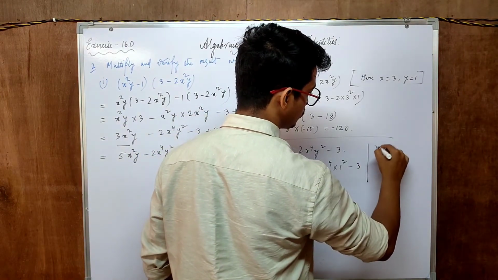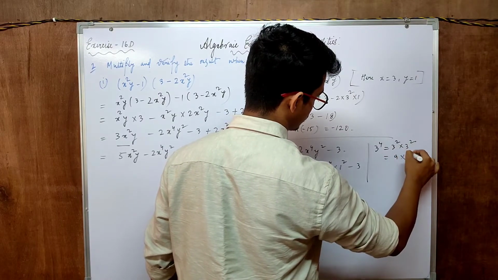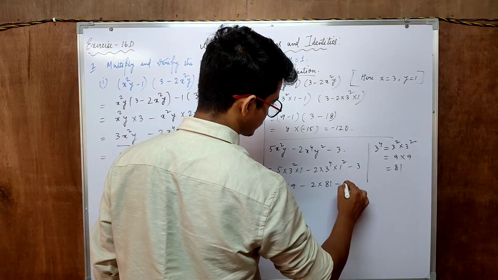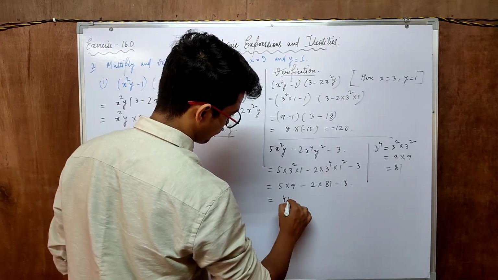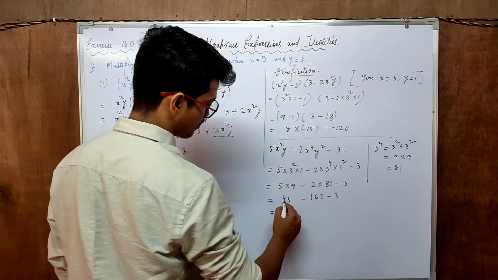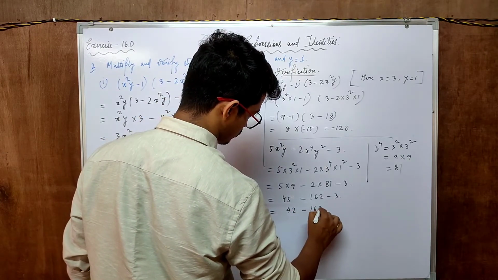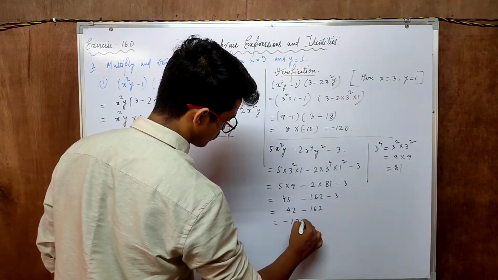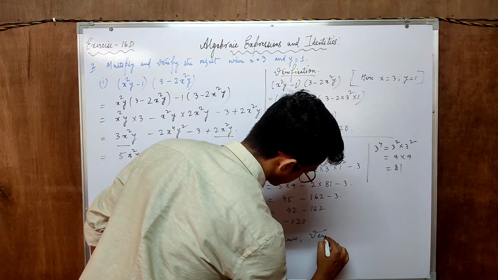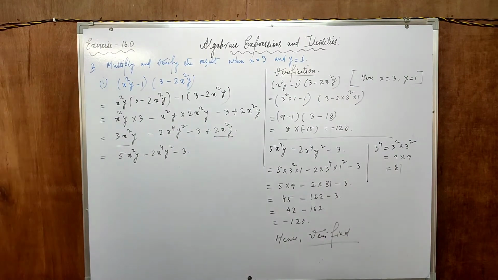So that means 9 into 9. How do I do that? 3 to the power 4 is nothing but 3 square into 3 square, right? 3 square is 9 and 3 square is 9, which is 81. That way you can solve. So 81 minus 3. So it will be 45 minus 162 minus 3. So it will be nothing but 45 minus 3 is 42 minus 162. So if you do the minus, it will be minus 120, and hence it is verified. Simple and easy.